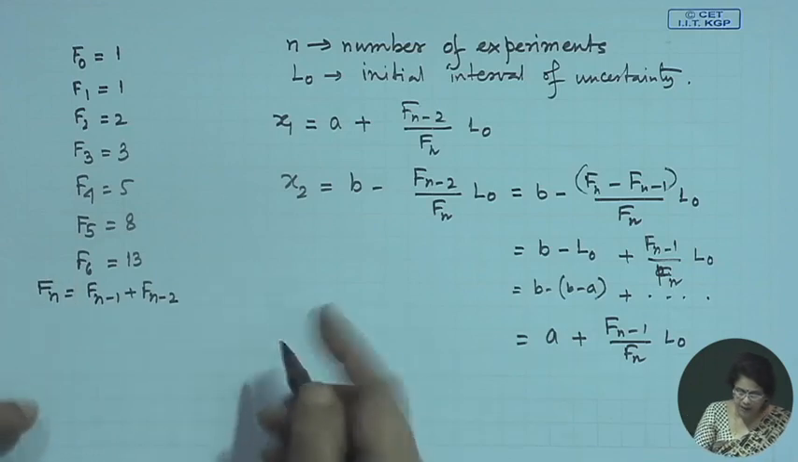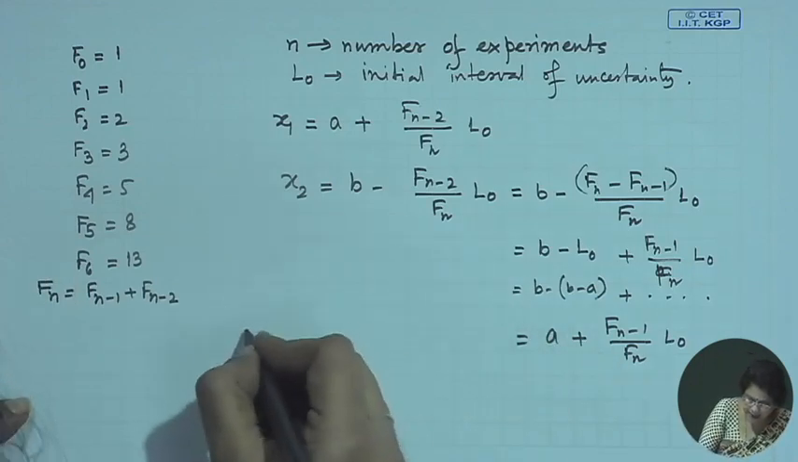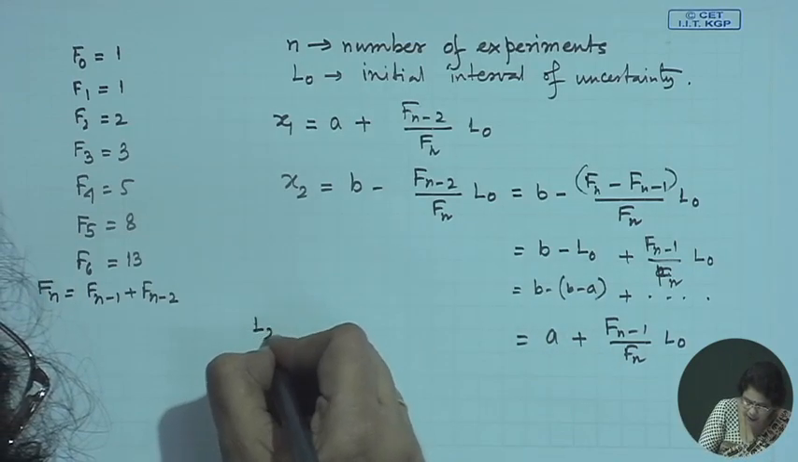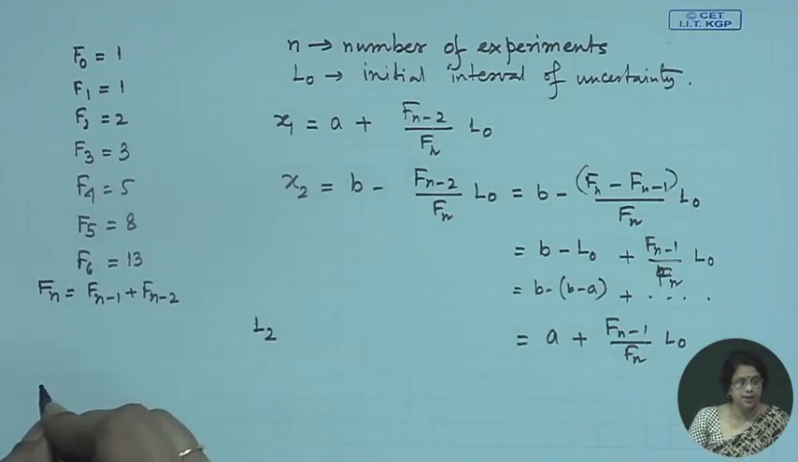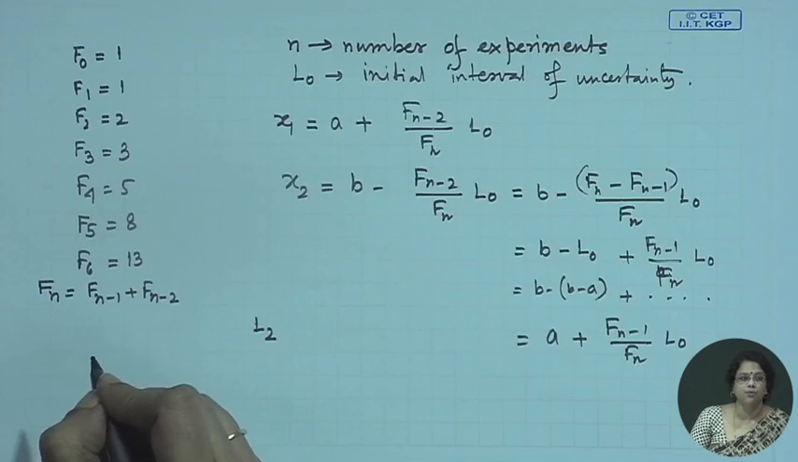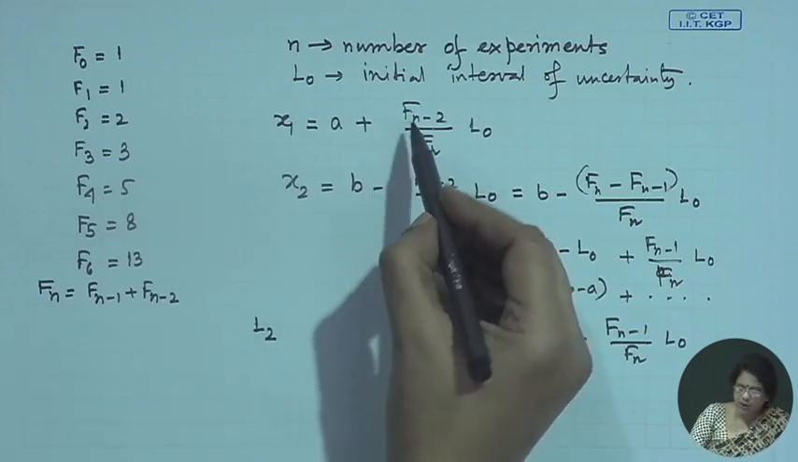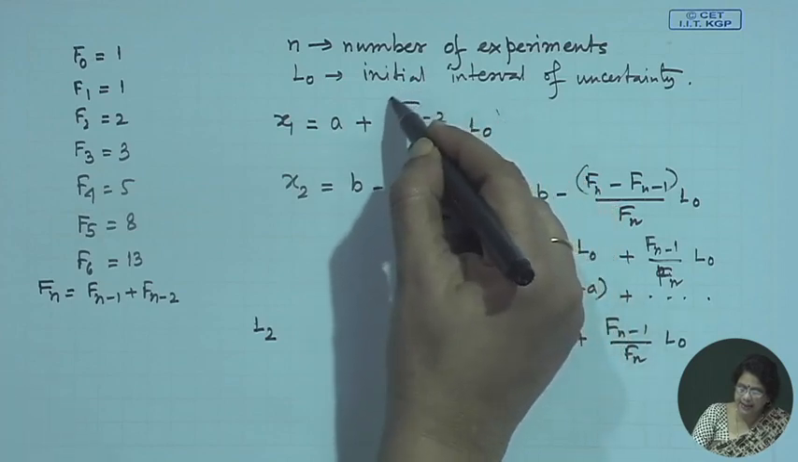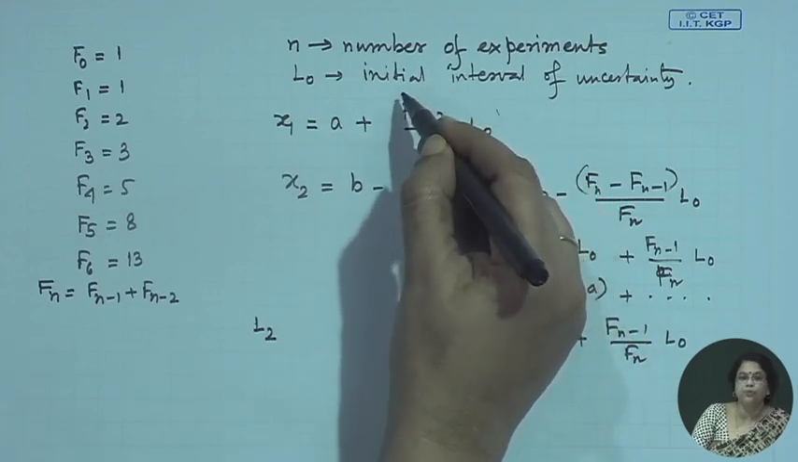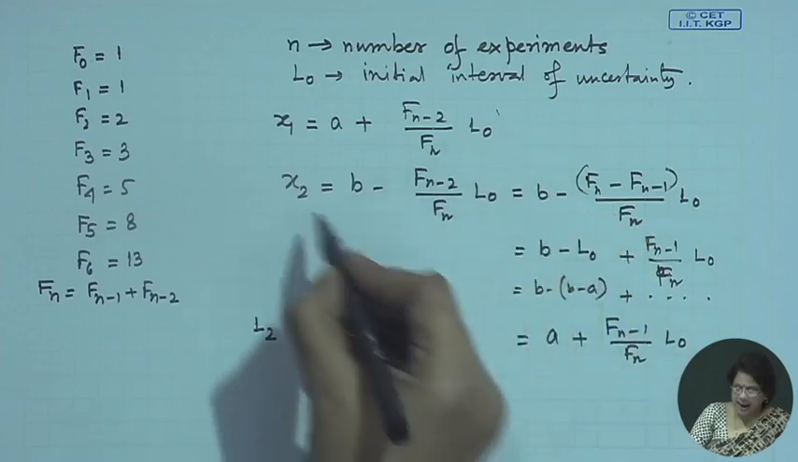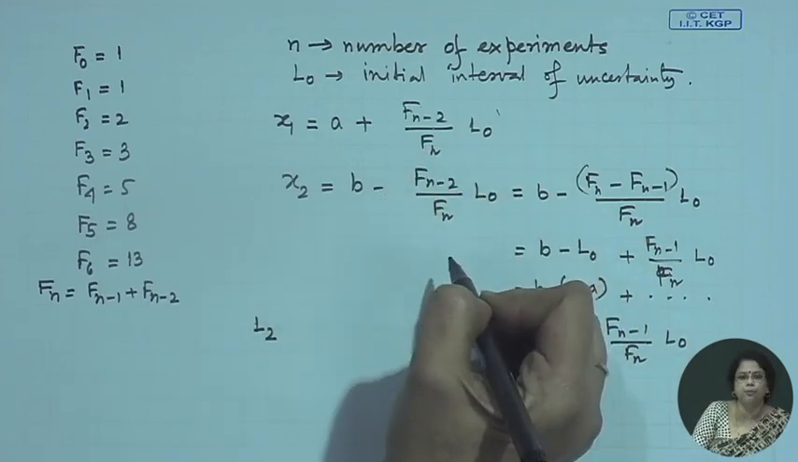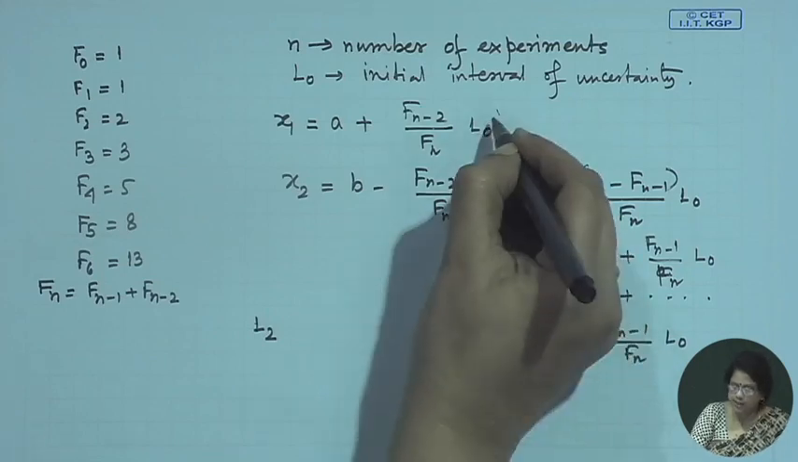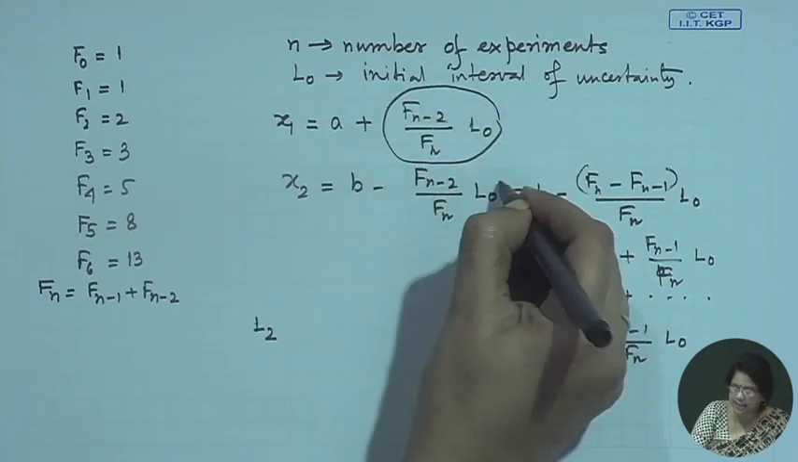That is why my next interval of uncertainty would be L2. How much will L2 be? That is the question to you. How much would it be? You see, on one side I am taking this term with addition with a, and on the other I am taking the same term and subtracting it from b. That is why this term is the guiding term for me.